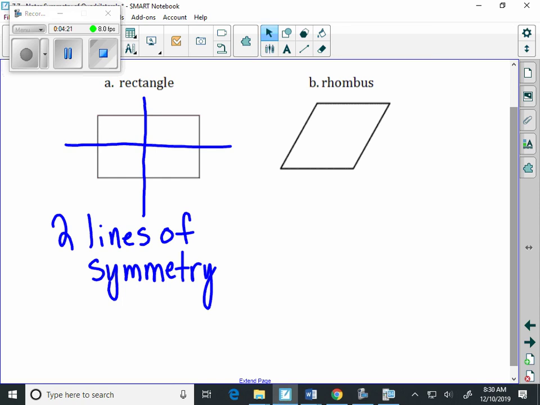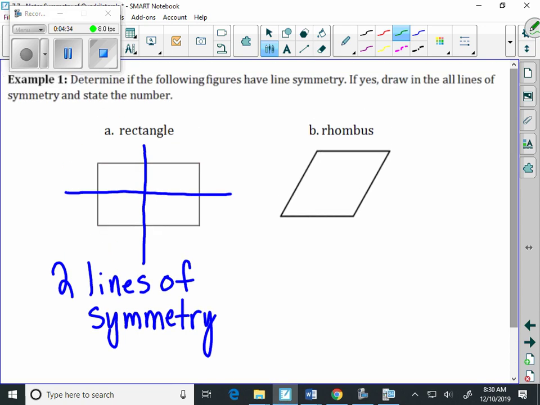If we look at a rhombus here, the thing we have to remember in terms of features from our previous studies is that this angle here and this angle there are supplementary. So we can't draw a line right down the middle. It seems like we could, but this angle, when we map over to there, won't land on that angle there. So that line that I have drawn in there is not a line of symmetry.